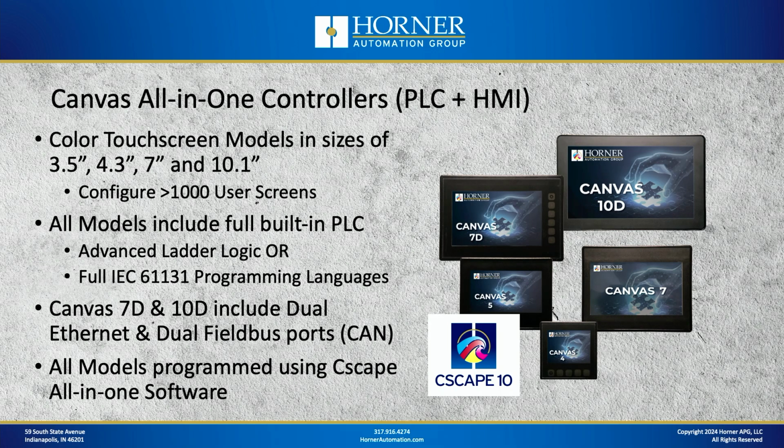Now, for the top 2 units in the picture there, the Canvas 7D and the Canvas 10D, they include some extra connectivity. So they include an extra field bus port in the form of CAN, also an extra Ethernet port, and that's 2 completely separate Ethernet ports. And all Canvas models are programmed using Cscape 10, which is our all-in-one software package.